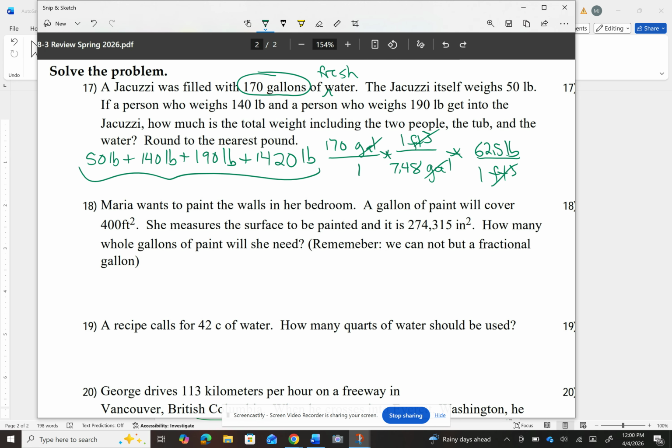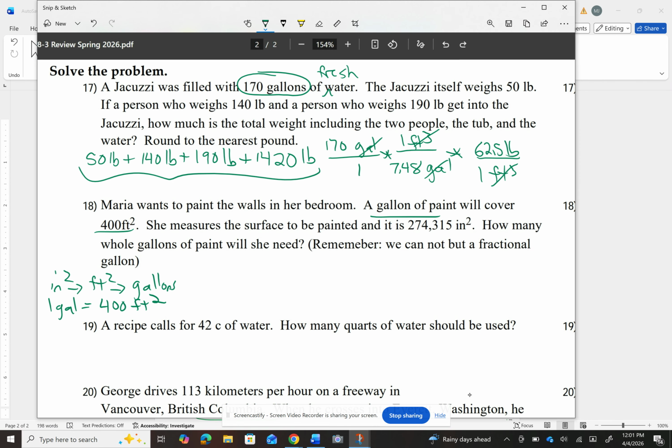Okay. All right, now this problem, we did one kind of similar to it. So we know a gallon of paint will cover 400 square feet, but her measurement for her space was in square inches. So the plan will be to go from square inches to square feet, and then we'll be able to get the number of gallons, okay? Because this basically is a conversion fact that says 1 gallon is going to cover 400 square feet. So it's like a built-in conversion fact.